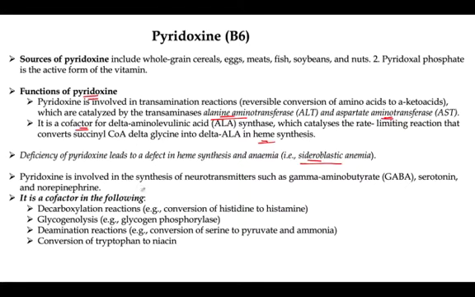Pyridoxine is involved in the synthesis of neurotransmitters such as gamma-aminobutyric acid, serotonin, and norepinephrine. There is a particular lecture on specialized products from amino acids where I have extensively talked about the role of pyridoxine in the synthesis of neurotransmitters. If you want to, you can have a browse through this particular lecture.